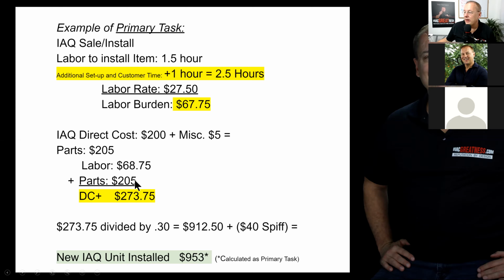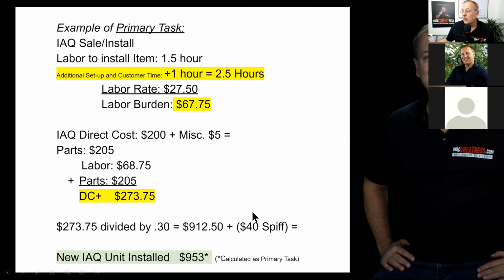And so let's see here. These two add up to $273. And remember our divisor, we wanted 70%. 50% was overhead, and that only leaves 20% worth of net profit. So we divide that by 0.3. Remember, 7 plus 3 is 10, 100%. And so what is that? It's $912. Now we've got a $40 spiff that we're going to add on top of that. So $912 if we don't spiff.